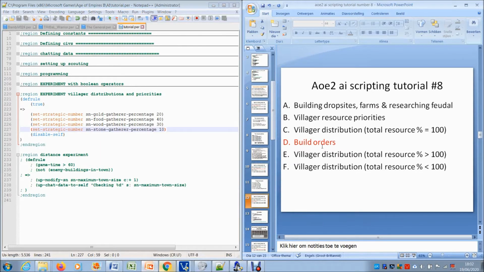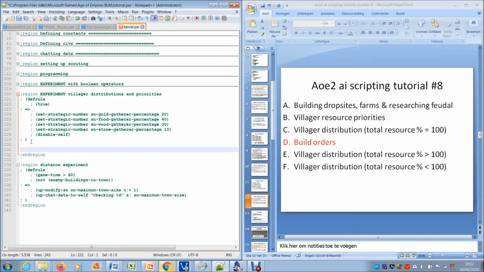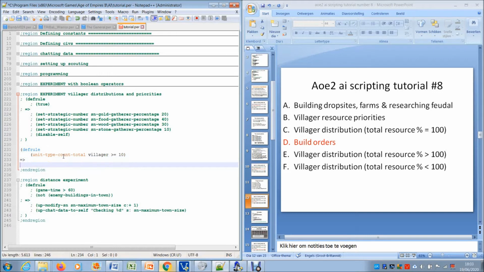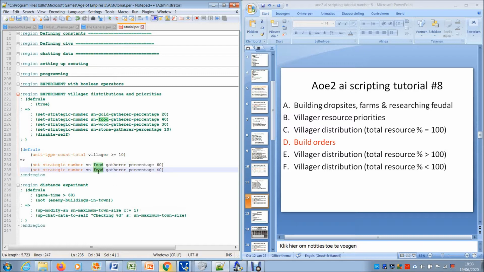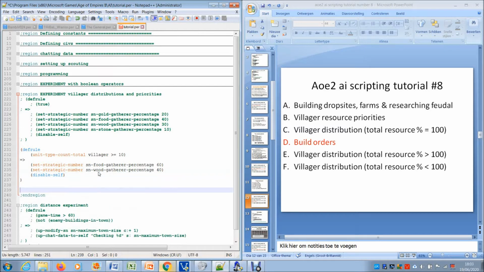This means we can start with build orders. We will just block comment this for the moment. And we know with the villager priorities that they start on food. If they can't find food, they'll go on wood. So the first build order instruction could be: unit type count total villager is greater or equal to 10. I'll just copy paste. Set strategic number of food to 60 and that of wood to 40. Don't forget to disable self to avoid unnecessary continuous retasking.